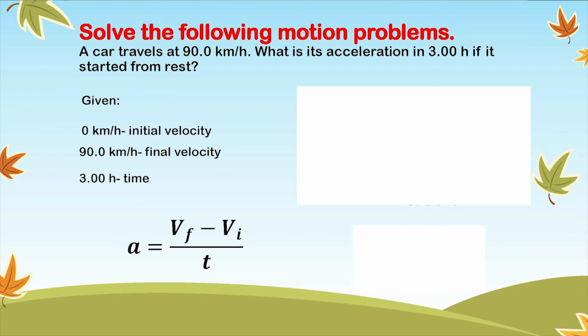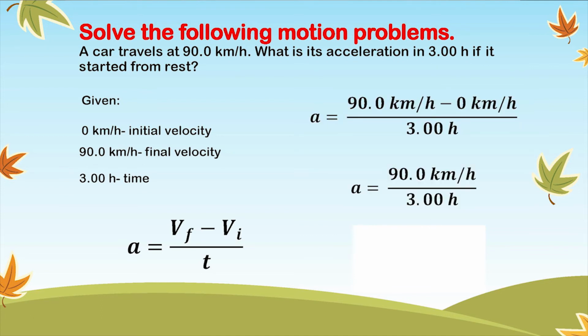To find the acceleration, we just use the formula a is equal to vf minus vi over t. Then, we substitute the values. a is equal to 90 km per hour minus 0 km per hour over 3.0 hours. What is 90 minus 0? We have 90 km per hour, then we divide by 3.0 hours. And we have the acceleration 30 km per hour squared.